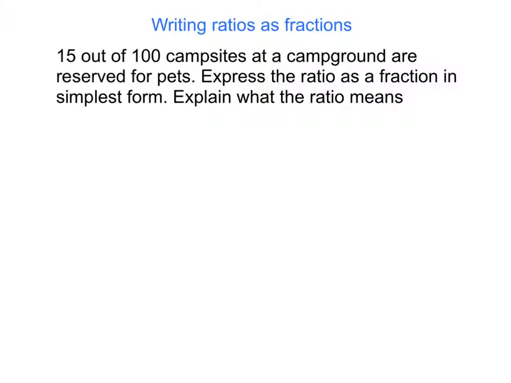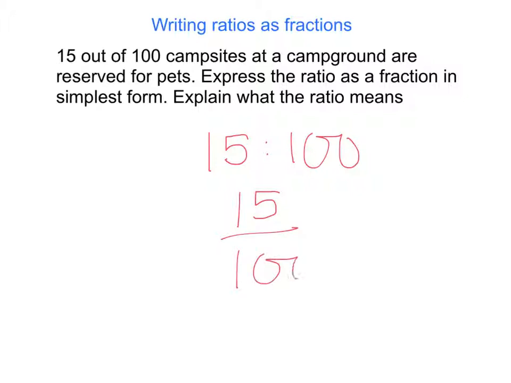Let's look at this example. 15 out of 100 campsites at a campground are reserved for pets. Express the ratio as a fraction and then explain what the ratio means. So let's first write it out as a ratio. So 15 out of 100 of the campsites. So now we can write it as a fraction, 15 over 100, but we need to simplify. So 5 can go into both of these. So this would become 3 over 20.